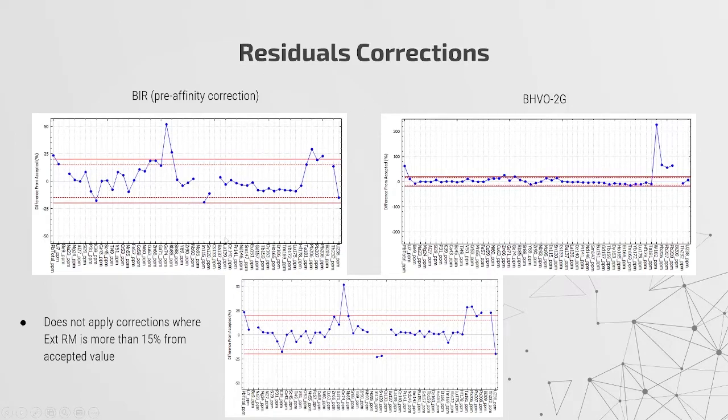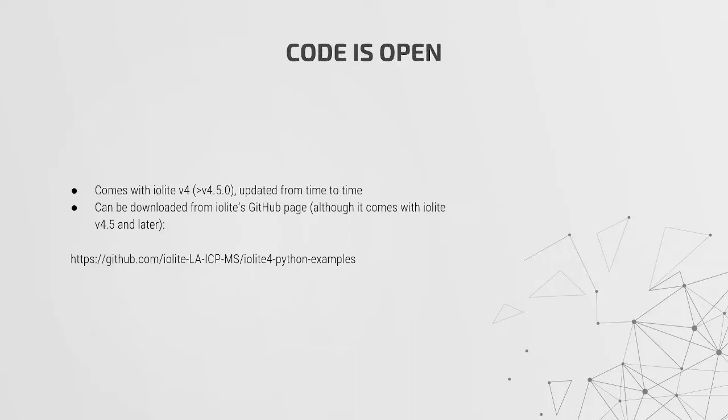So that's the residuals correction, and that's basically the summary of the DRS as it is at this point. I just wanted to mention that the code is open, so you can see all this. It's all been written in Python. It's about 2,000 lines or maybe even 3,000 lines of code, but it is all there, so you can see how it works and you can make changes if you want.